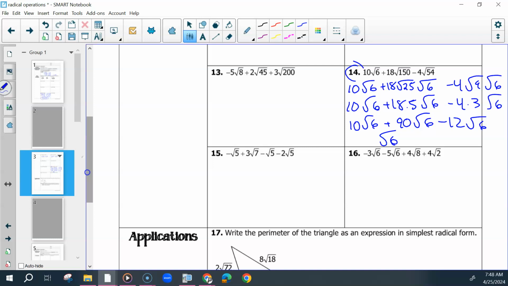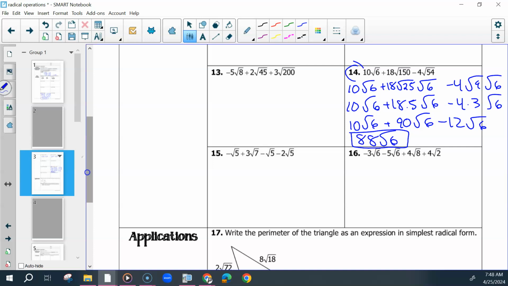Okay. 10 plus 90 minus 12. 80 exactly? 88. Okay. So with a lot of these, you might get bigger numbers in front that's multiplying, and that's okay. Finally, you figured out the answer.